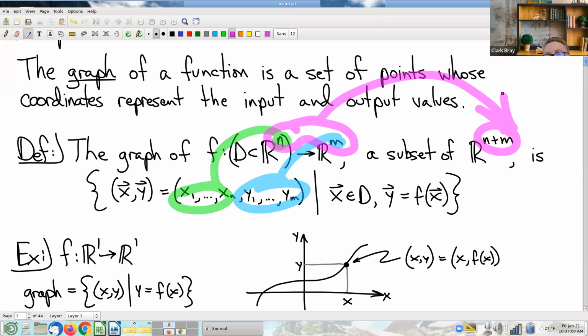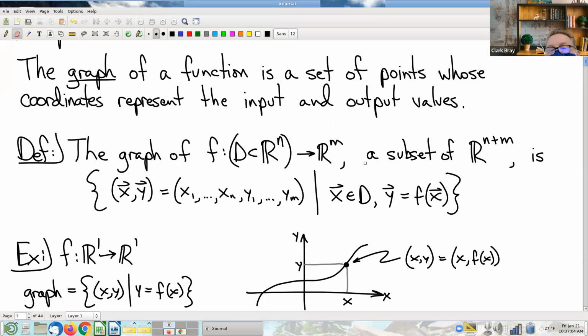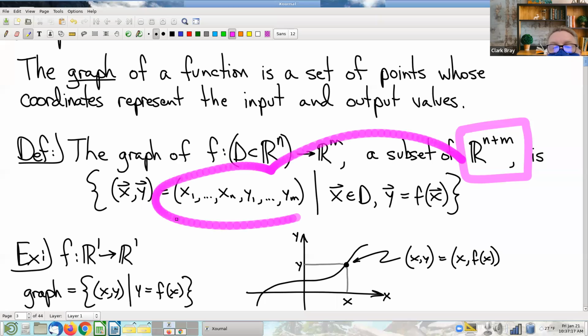So R to the n plus m, does that just mean there's that many outputs? This notation here says this is a set of ordered lists of coordinates, right? I was going to say doubles, ordered pairs, triples, but whatever it is, ordered lists that have that many coordinates.